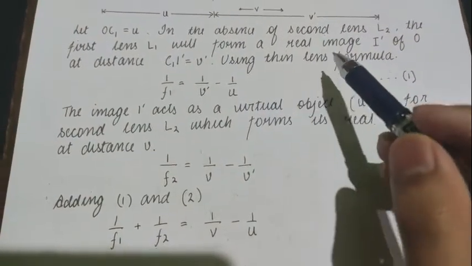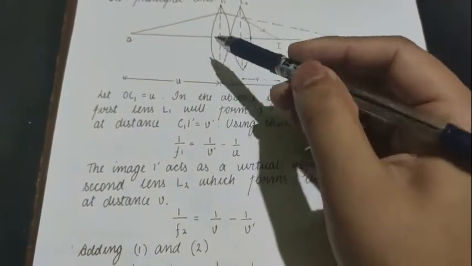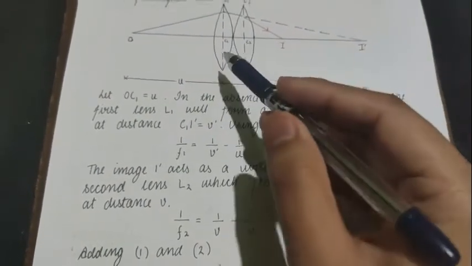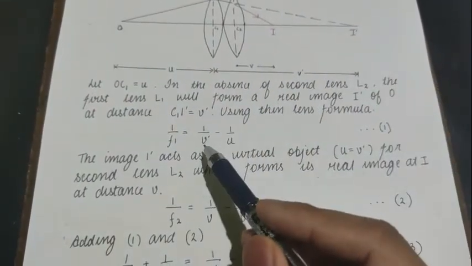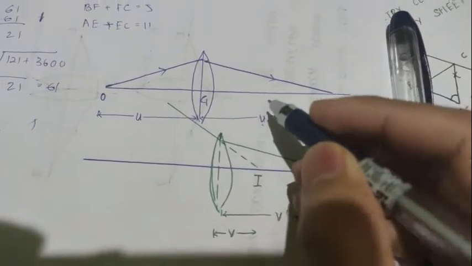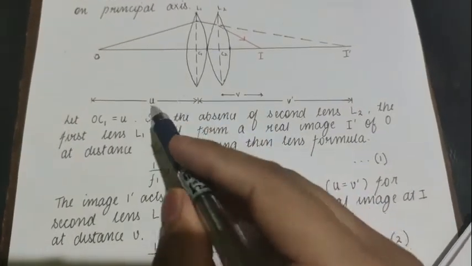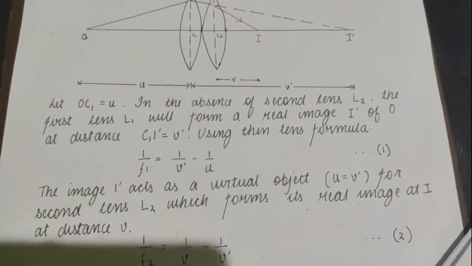So using the thin lens formula, I can write 1 by f1, where f1 is the focal length of the first lens, equals 1 by v dash, the image distance. Where is my image formed by the first lens? At I dash, which is v dash. Is it clear? Minus 1 by u. What is u? u is your object distance. Where is my object placed? At O. Is it clear? This will be my first case.